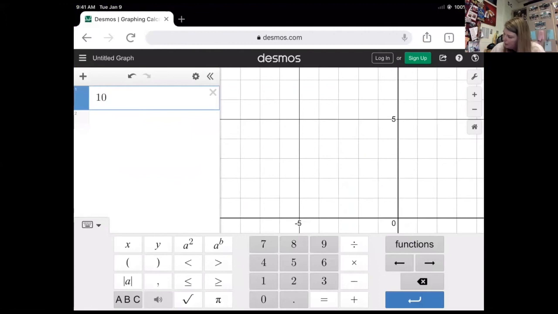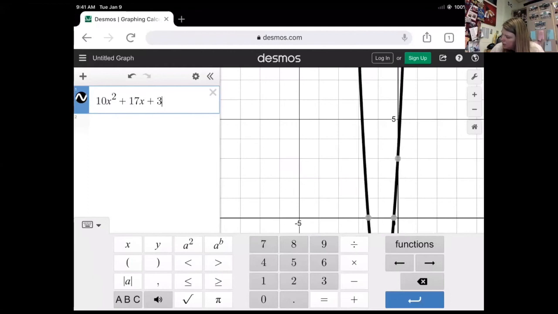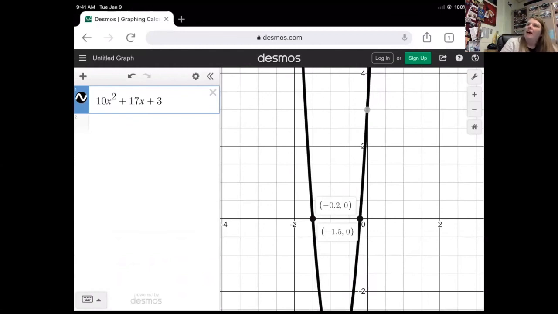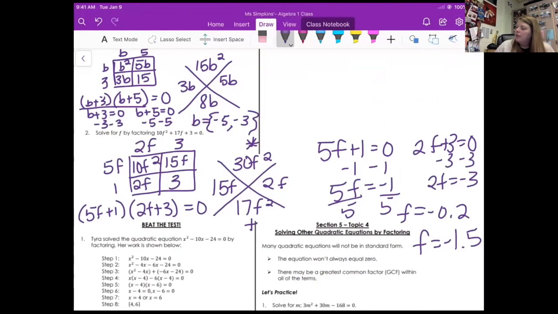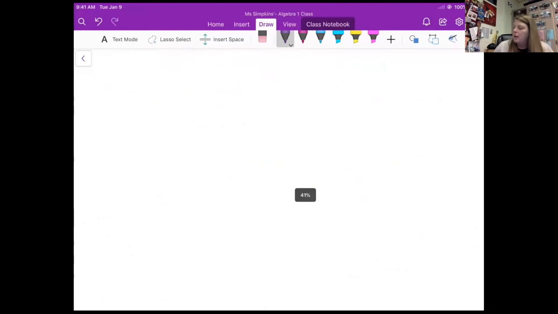X squared plus 17x plus 3. And on Desmos, you just have to click on the point where you're trying to get the values and you'll see, wow, thank you. -1.5 and -0.02. Beautiful. Okay, so I would love for you to try the next one. We're going to do one more problem after this, I think.